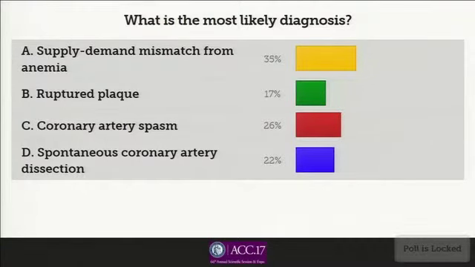Okay, so we have a group that is not sure, and I think that's very appropriate. That's why we're doing the test. We're not sure. But most of you, if we have a plurality, it's supply-demand mismatch from anemia.